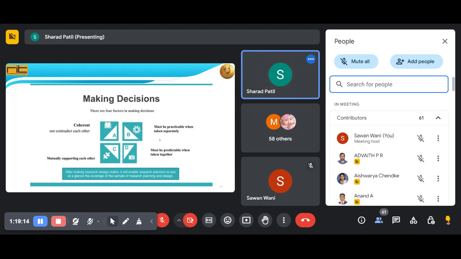If so, then you have to go in depth about how that value is coming: whether there is any mistake in the data reading, whether there is a mistake in the process, whether there is a mistake in the material chosen, or any mislead, whatever happened. So you have to think and take decisions on that, so that it must be practicable when taken separately. Then it must be predictable when taken together.